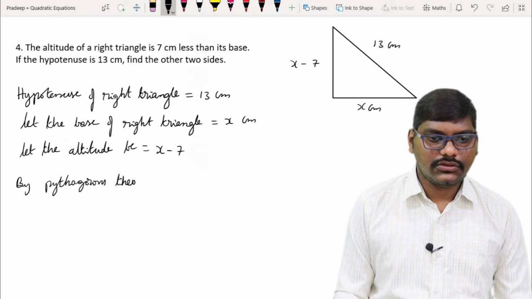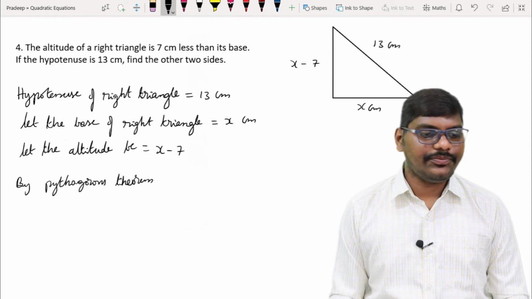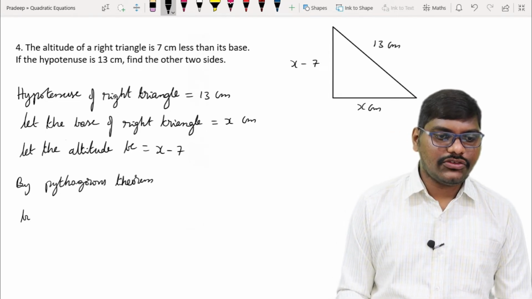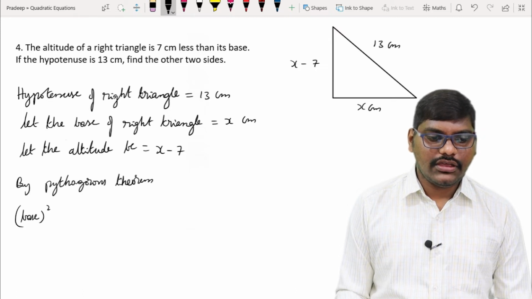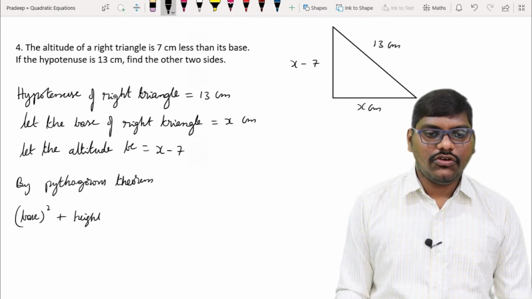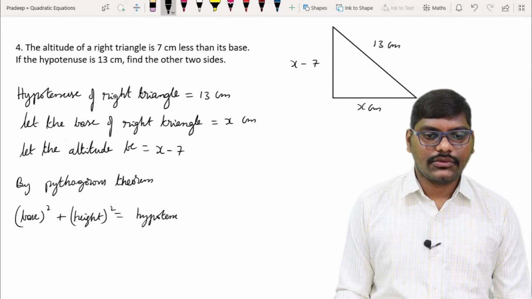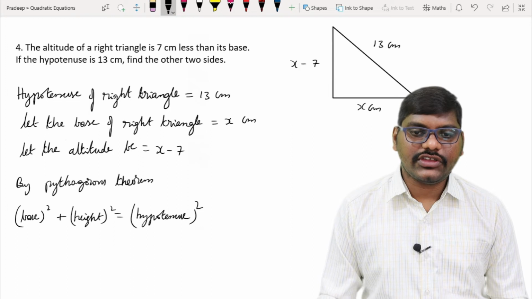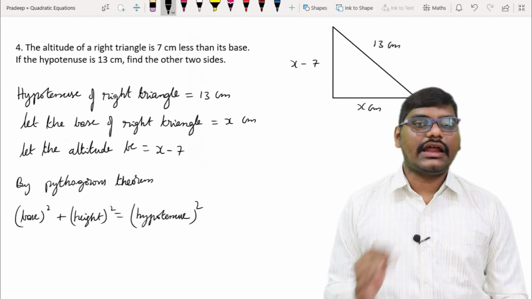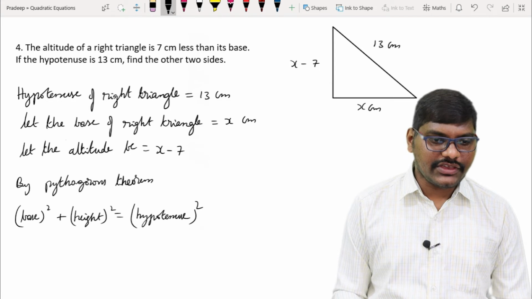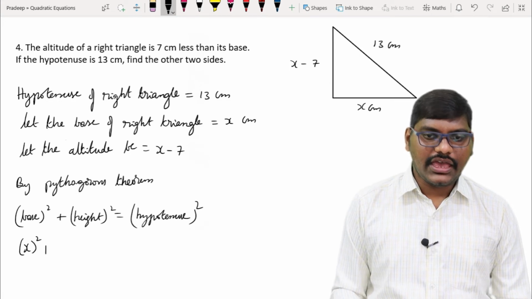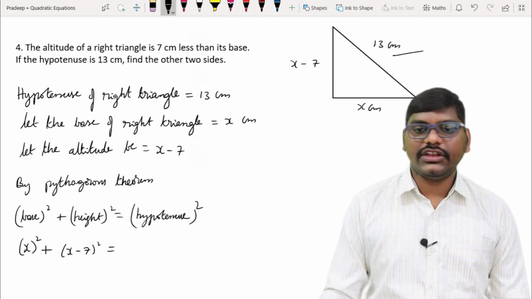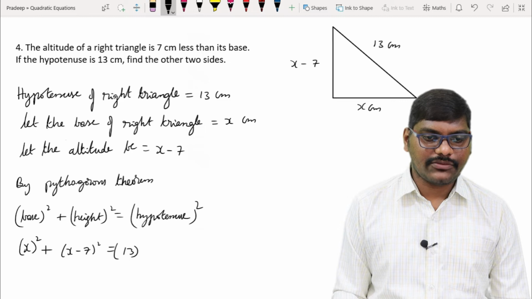Okay, so what is the Pythagoras theorem? That is base squared plus height squared equals hypotenuse squared. So this is the Pythagoras theorem. This is the hypotenuse, this is the base, and this is the altitude or height. So we'll substitute over here. Base is x, so I can write x square, and height is x minus 7 whole square, and the hypotenuse we got as 13, so the same we write here, 13 square.